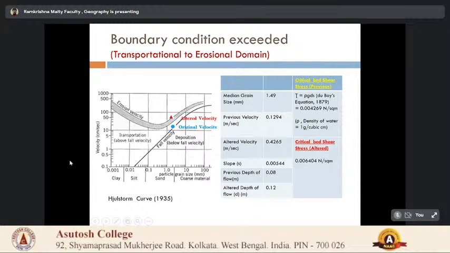If you put your result within this velocity and grain size curve, that is the Hjulström curve, then you see it was the original position of the valley, which has only transportation capacity. And now, under the altered condition, the situation has been changed, and this channel is transferred into an erosional channel.